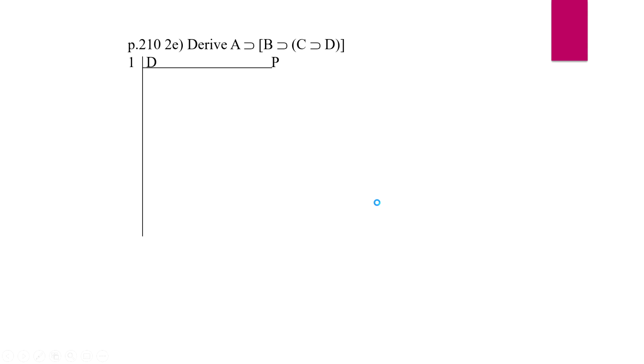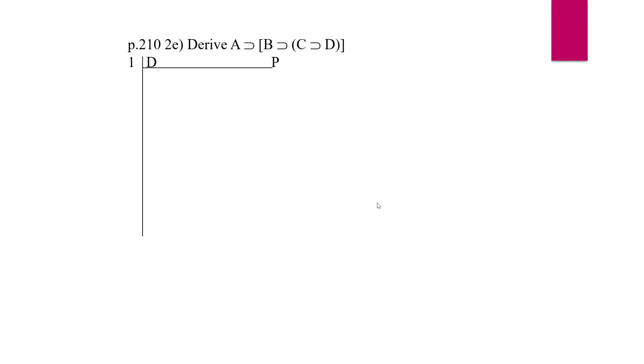So that first problem was page 210, 2E, which was derive if A, then if B, then if C, then D. So this is three material conditionals all nested inside of each other. And we have that premise D, right? So that's going to be our consequent in that very last material conditional nested inside the consequent of two others.